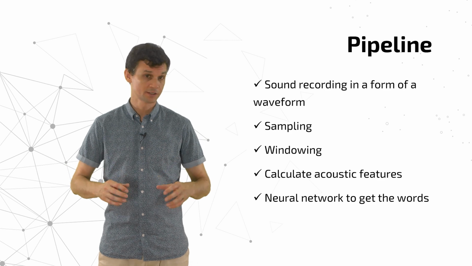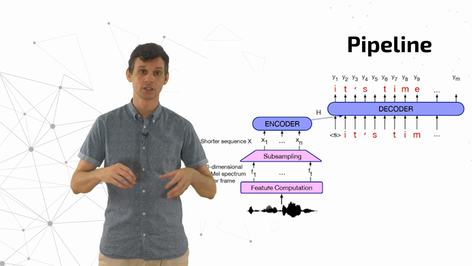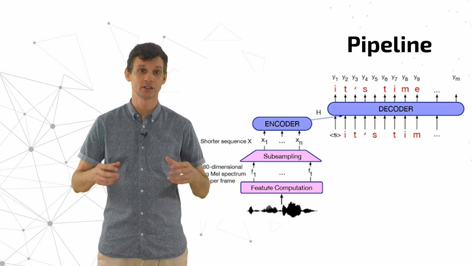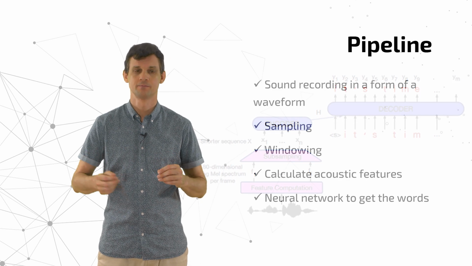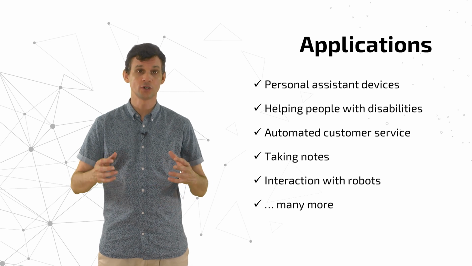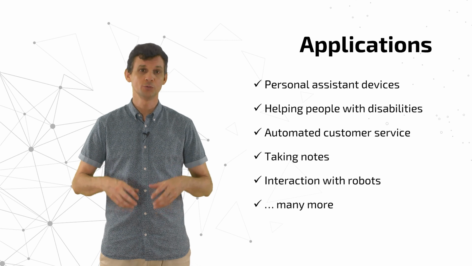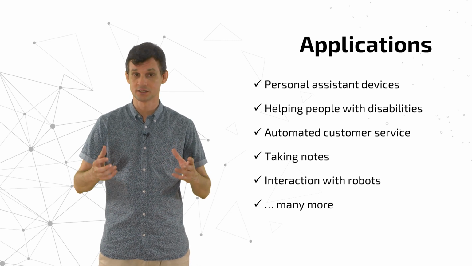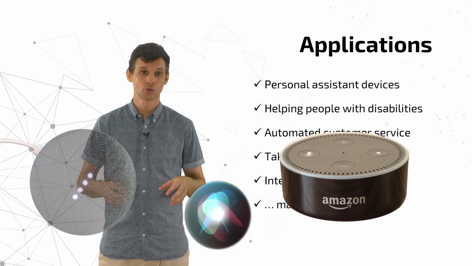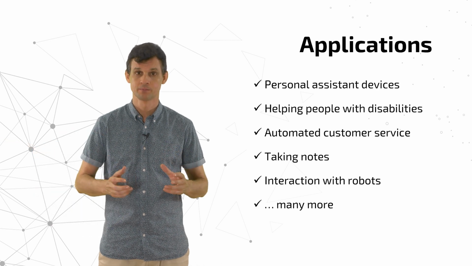From this step on, speech recognition typically uses neural networks to get the connection between the audio recording and the actual words. An example of a standard architecture is called Attention-Based Encoder-Decoder, or AED. Speech recognition technologies are widely used today. They are often coupled with the text-to-speech systems that we discuss in another video. You may find these technologies in personal assistant devices such as Amazon's Alexa, Apple's Siri, and Google Home to allow users to control their devices and access information using natural language.